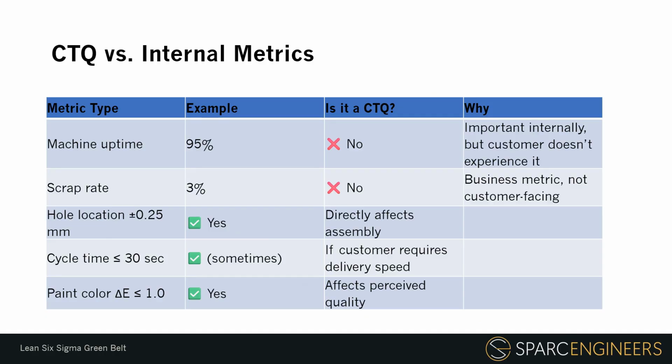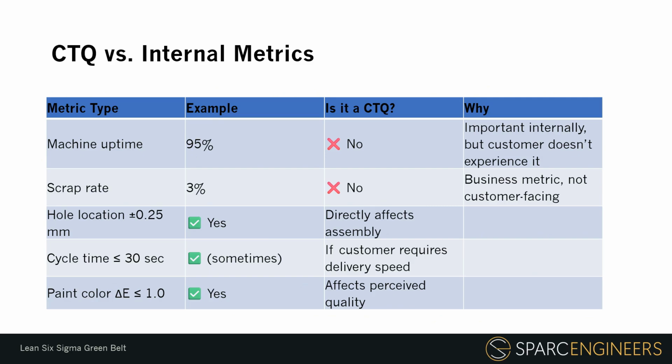It is a business metric. It tells us something about cost, yield, and process performance, but it is not directly customer-facing. Hole location within plus or minus 0.25 millimeters is a CTQ because it directly affects assembly. Cycle time less than or equal to 30 seconds may be a CTQ sometimes.